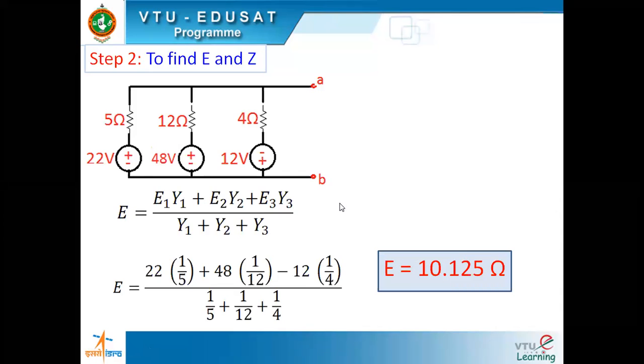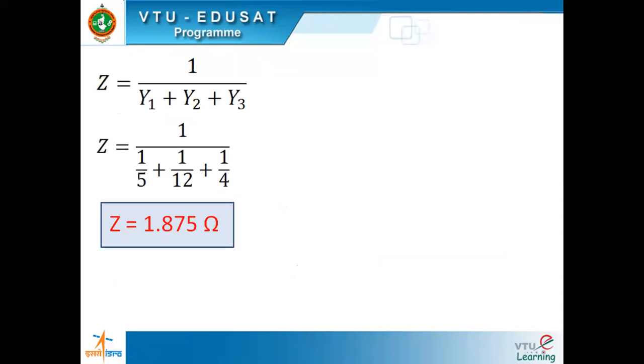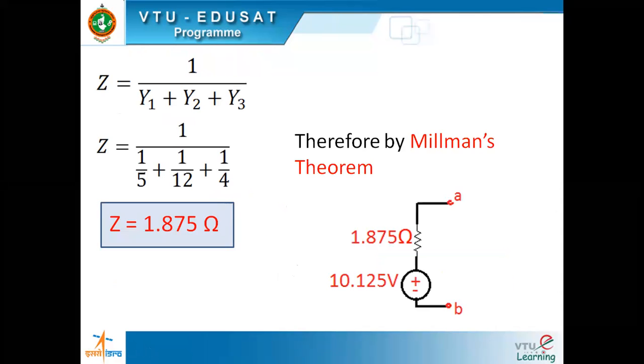So we have to find out Z now. What is Z? Z is this. So we find out Z to be 1.875. So what did we do by finding out E and Z? We found out the Millman's equivalent circuit. Therefore, by Millman's theorem, we have obtained this. We cannot call it Millman's equivalent circuit, but this is Thevenin's equivalent, which we have obtained by Millman's theorem.